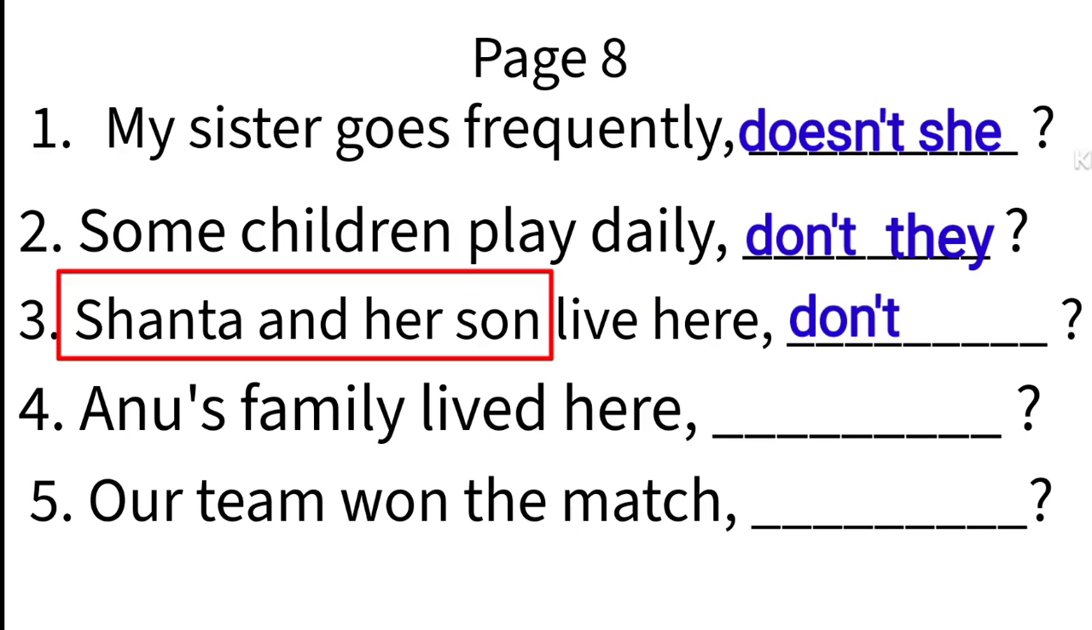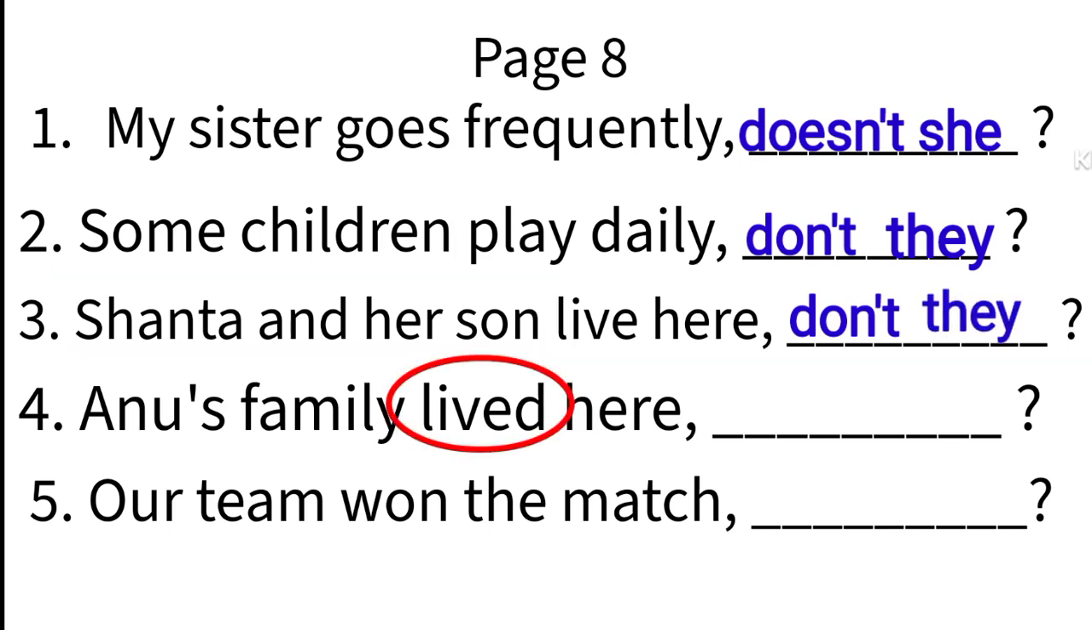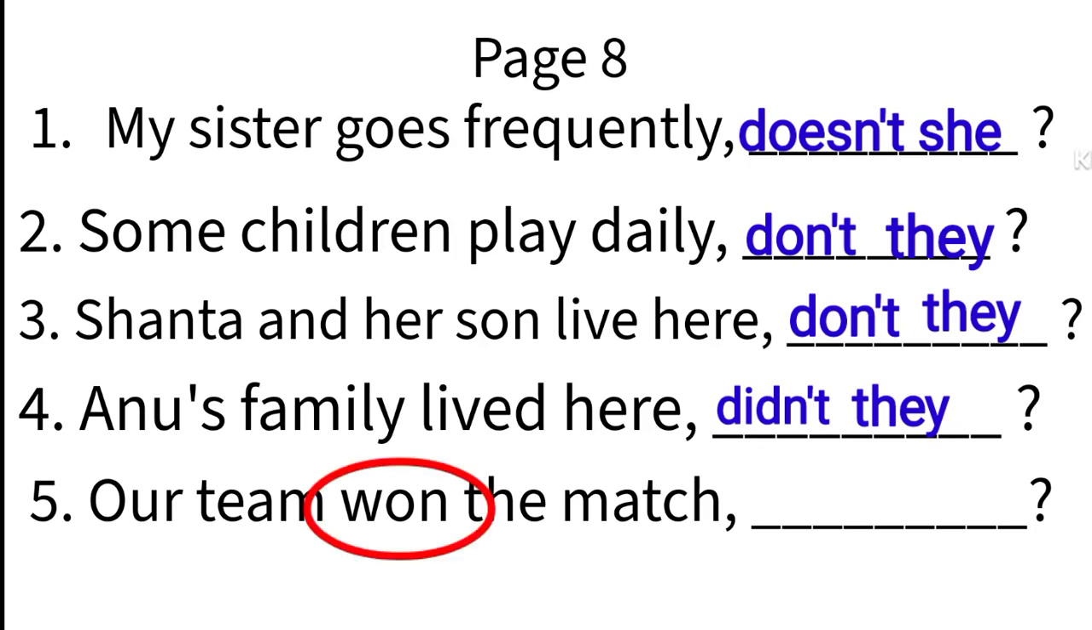The phrase Shanta and her son is plural. Therefore, use they. Next verb is lived. It is in past tense, so we have to use did. But as it is a positive sentence, we have to use didn't. For the phrase Anu's family, you can use it or they. In the last sentence, the verb is in past tense. So our selection is did, but as the sentence is positive, we have to make did into didn't. Team is considered as one unit, therefore it is singular. Use it.